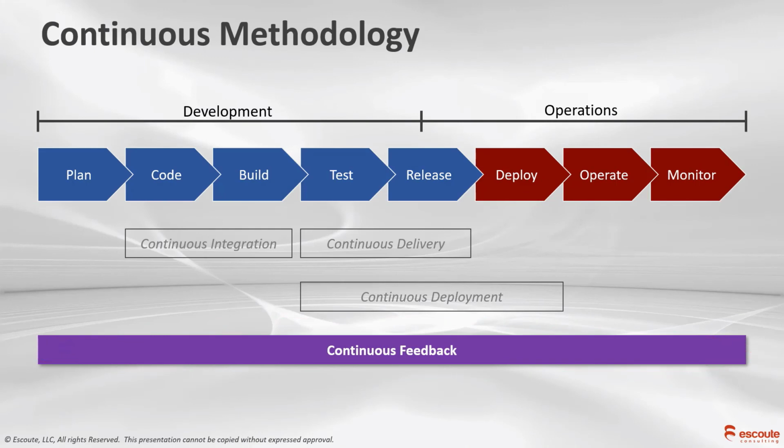We discussed this in the 3 ways earlier in this course. It's continuous feedback that ties the end of the loop together, feeding back data and analytics from the operate and monitor phases back to the plan phase to do it all over again.